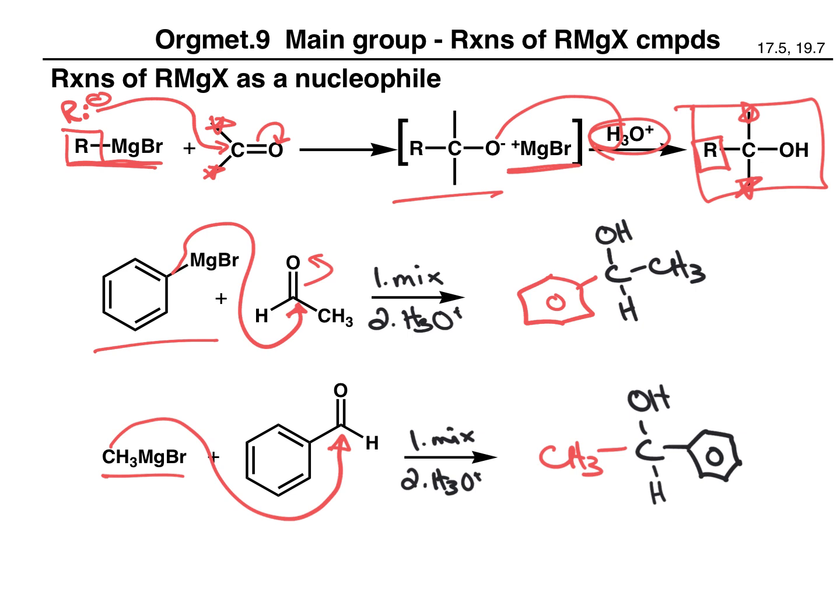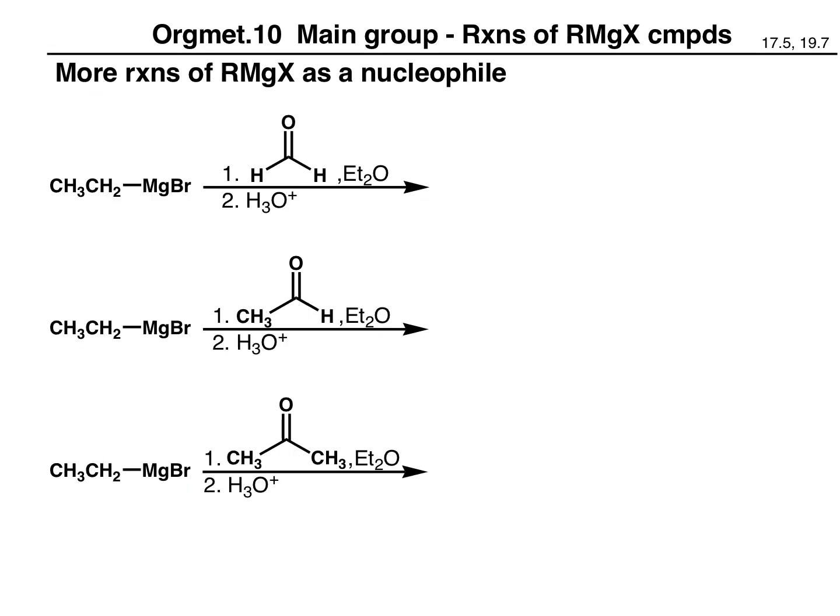So there is a lot of flexibility in terms of preparing Grignards and reacting Grignards with carbonyl-containing compounds. Also keep this in mind, if we're looking at a particular target, this often means that there are multiple ways that this can be prepared via a Grignard reaction. Here let's take a look at some more reactions of a Grignard reagent as a nucleophile.